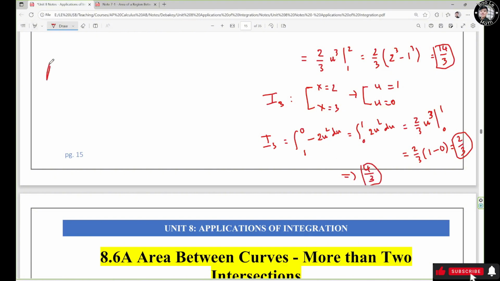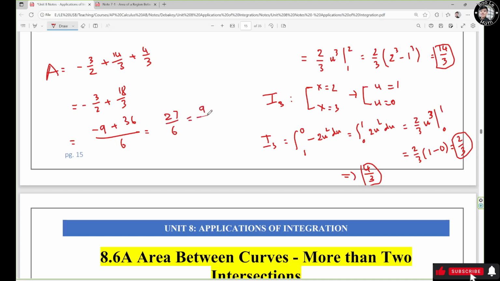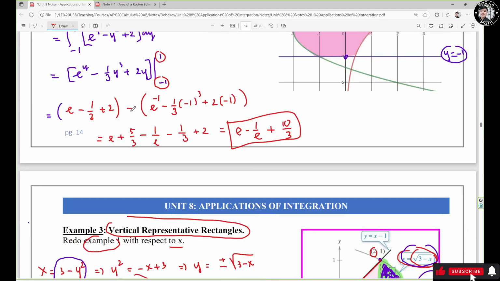So you have the area equals I1 equals negative 3 over 2, I2 equals 14 over 3, and I3 equals 4 over 3. So it could be negative 3 over 2 plus 18 over 3. Now cross multiply, so it could be negative 9 plus 36 over 6. So it could be 27 over 6. Divide the top and bottom by 3, so it could be 9 over 2. This one is the final answer. So this one matches the first example right here.